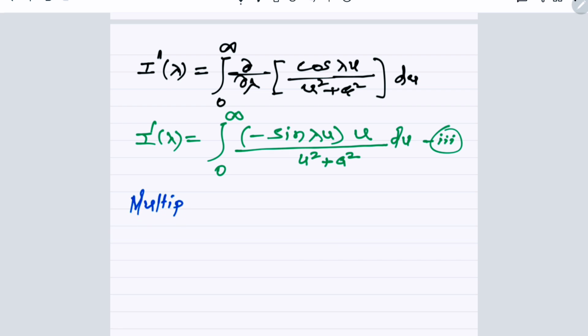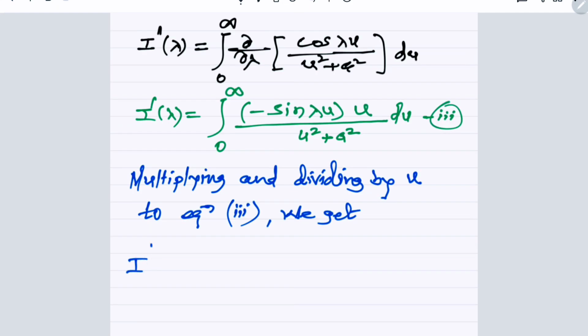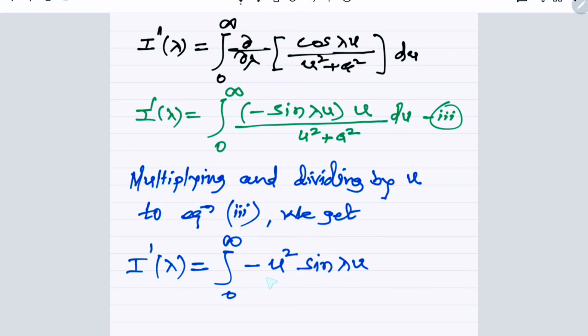Multiplying and dividing the right hand side of equation 3 by u, we get I dash of lambda is equal to integration from 0 to infinity, u into u becomes u square with minus sign, sine lambda u divided by u square plus a square into u, and its integration with respect to u.